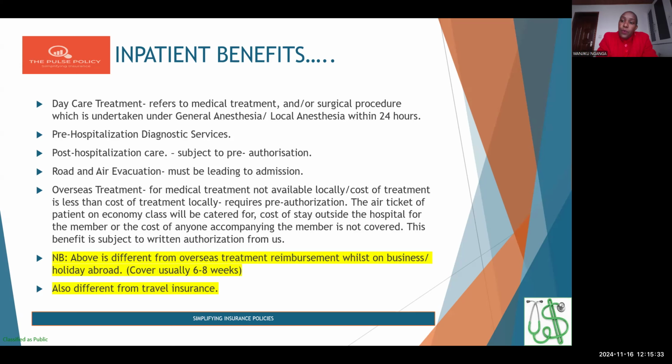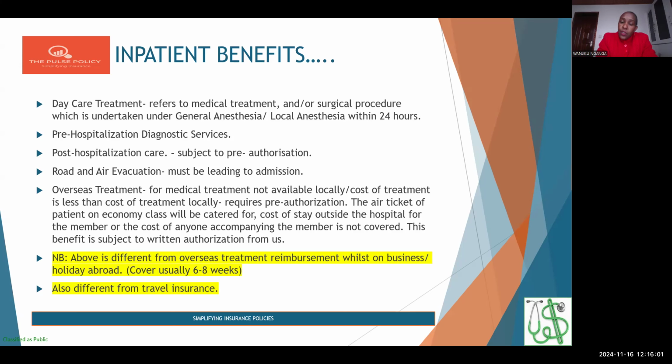So you cannot, for example, people who are going to India, you cannot just wake up and decide that you're going to India, you go and get treatment and expect the insurance company to pay. No, you have to get pre-authorization from the insurance company for you to get the approval for overseas treatment. In most cases, they are going to cover all the costs, including the air tickets, the hospitalization, everything that the patient needs in the hospital outside the country.